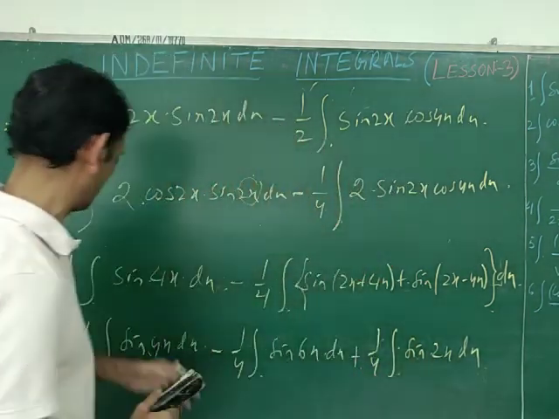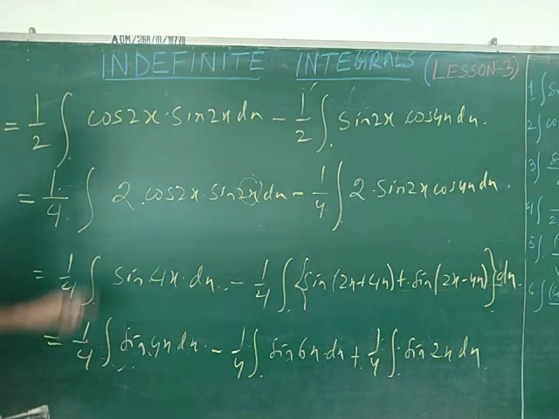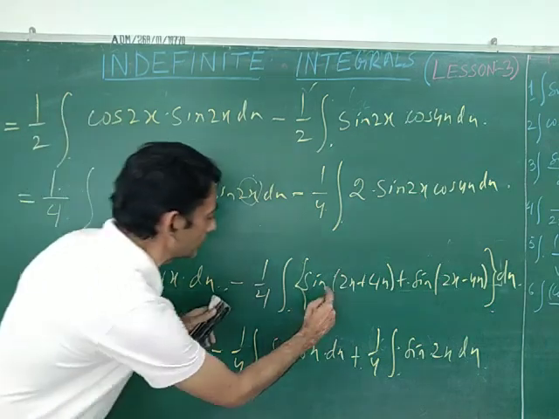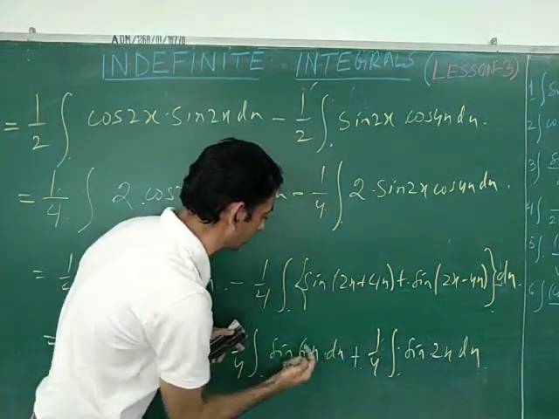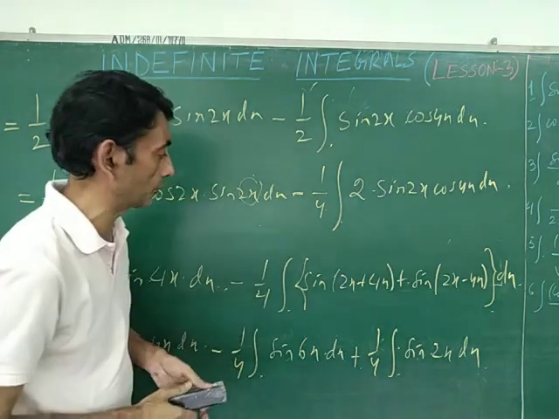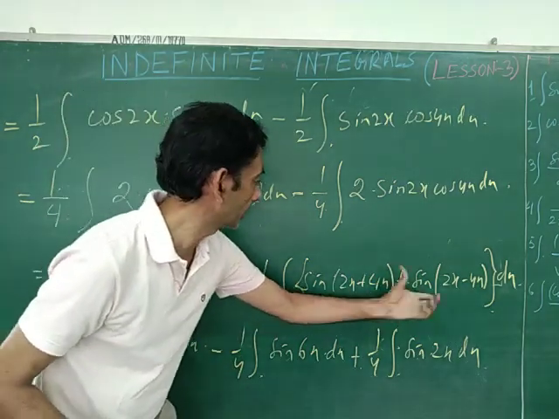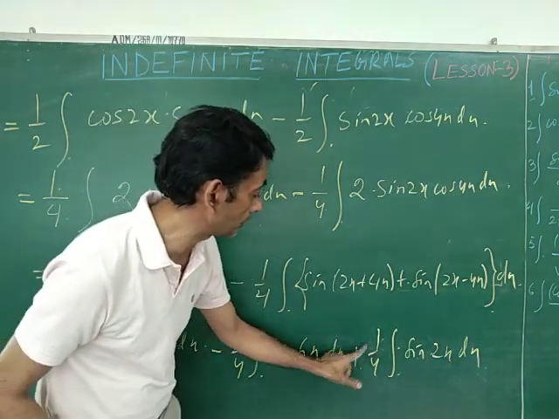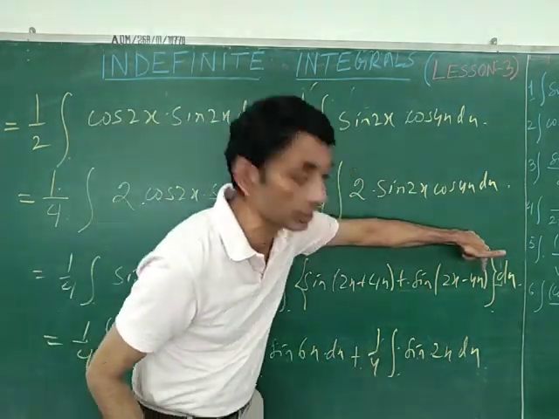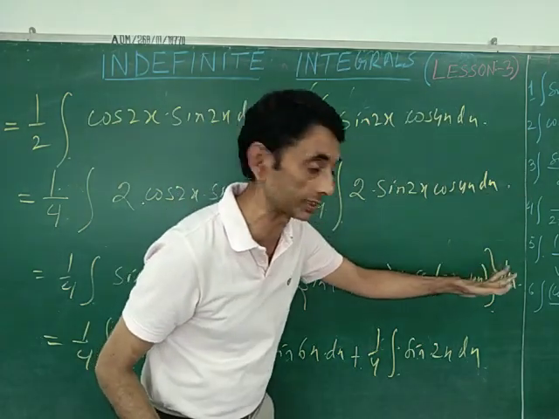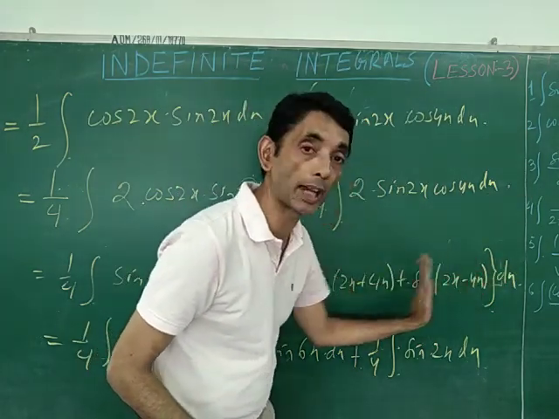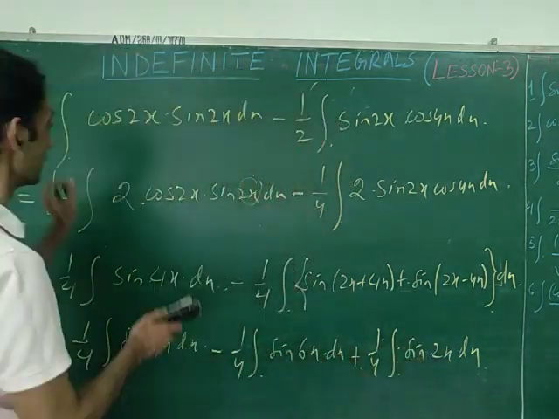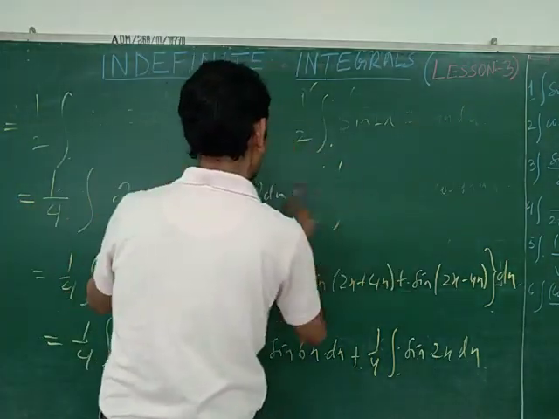And this is very simple. This you can just integrate. From there, these steps we have written as they are. The first term is sin(2x + 4x), that is 6x, and we multiply it by minus 1 by 4. The second term is also multiplied by minus 1 by 4, but sin(2x - 4x) gives us sin(-2x), which means minus sin 2x. So minus minus will become plus 1 by 4 times the integral of sin 2x dx. Then that one step is left, we will integrate.